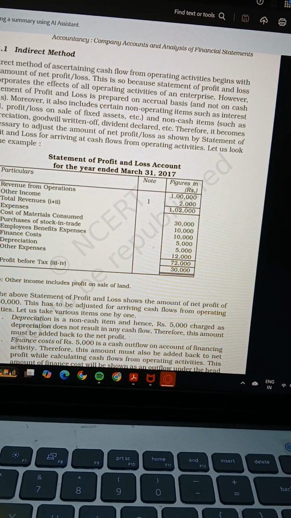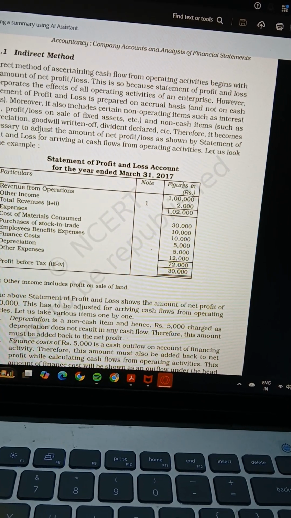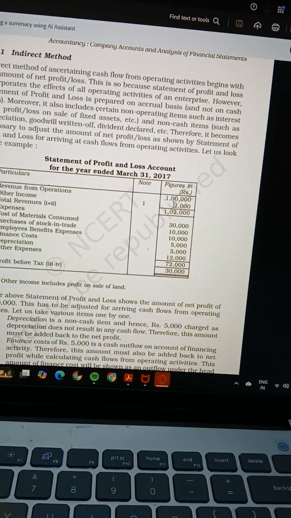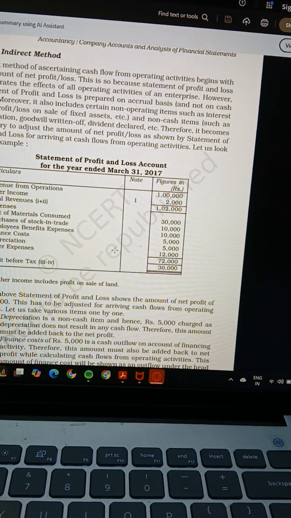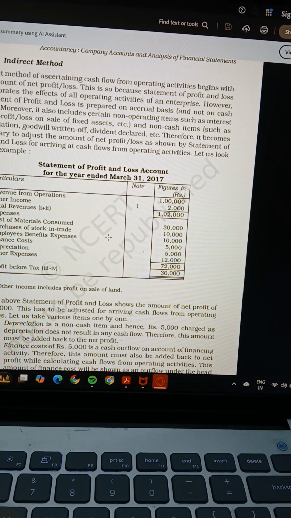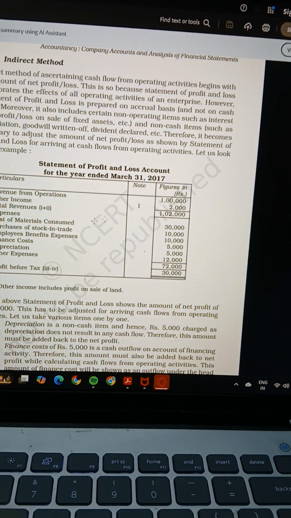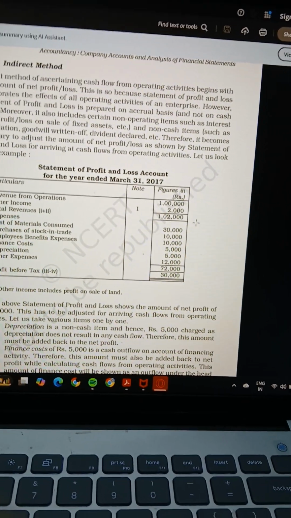An example is given: the statement of profit and loss for the year ended 31st March 2017. The first item is revenues from operations, that is 1 lakh. Other incomes include profit on sale of land. Then total revenues, by adding these two, will be 1 lakh 2000.